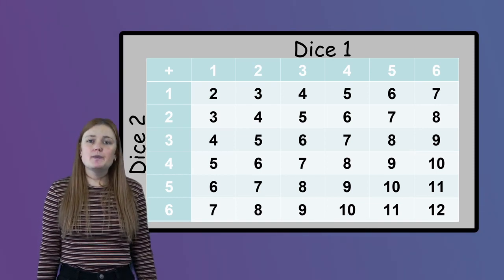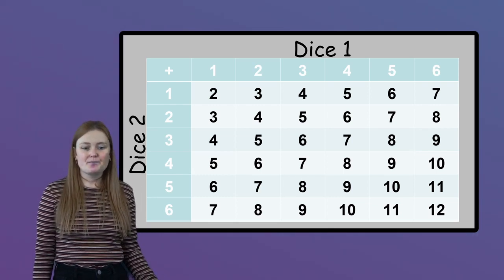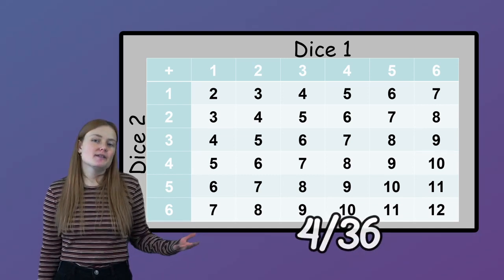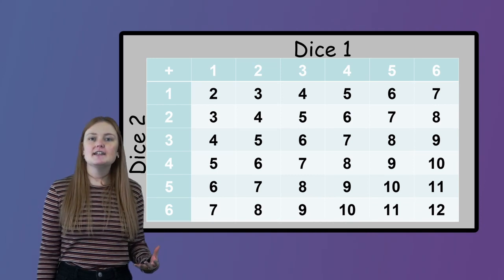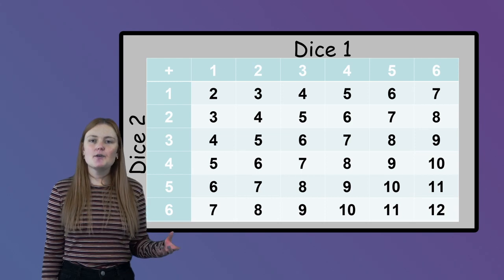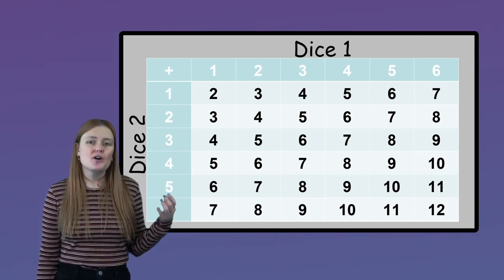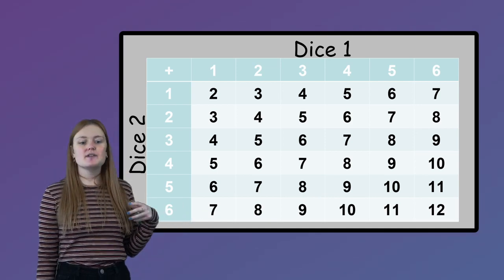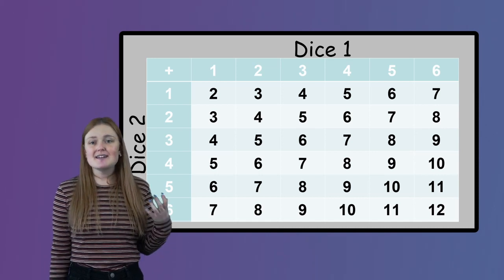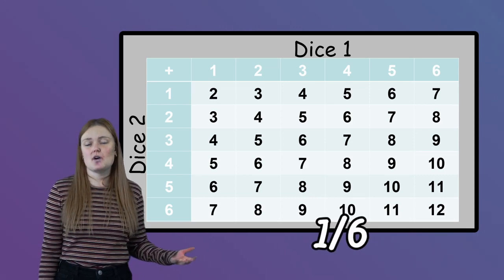Another example would be the probability of scoring a 5. So I can count how many 5s are in my table. There's 4. So this one would be 4 out of 36, which would simplify to 1 over 9. Finally, if I wanted to know the probability of scoring a number less than 5, I would just need to count how many numbers in my table are less than 5. So that could be 4, 3, or 2. So in total, there's 3 4s, 2 3s, and 1 2. So that's 6 in total, out of 36. So again, we could simplify to 1 over 6.